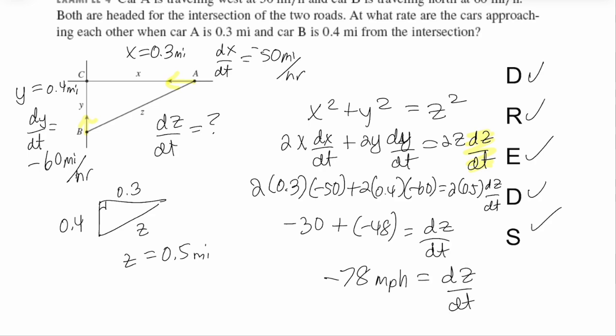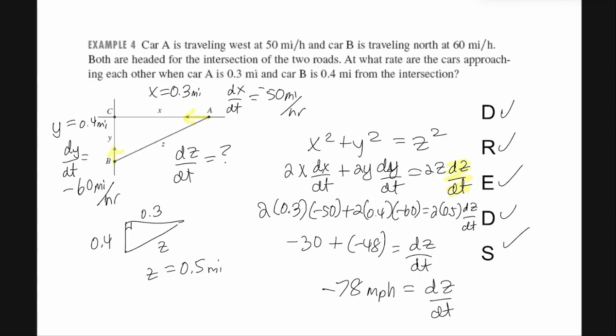So the rate is negative because the distance is getting smaller and smaller. And it is negative 78 miles per hour because, think about it, both of their distances kind of combine in a weird way in order for that to happen. So there's another problem for you to contemplate.